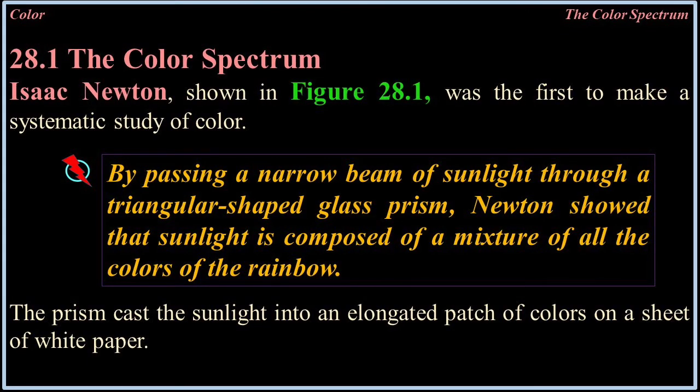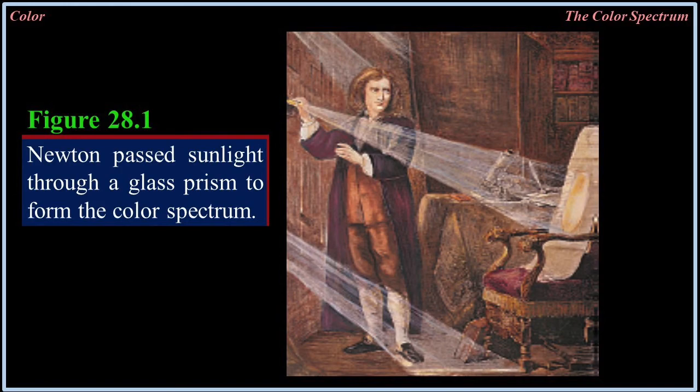28.1 The color spectrum. Isaac Newton, shown in Figure 28.1, was the first to make a systematic study of color. By passing a narrow beam of sunlight through a triangular-shaped glass prism, Newton showed that sunlight is composed of a mixture of all the colors of the rainbow. The prism cast the sunlight into an elongated patch of colors on a sheet of white paper. Figure 28.1: Newton passed sunlight through a glass prism to form the color spectrum.